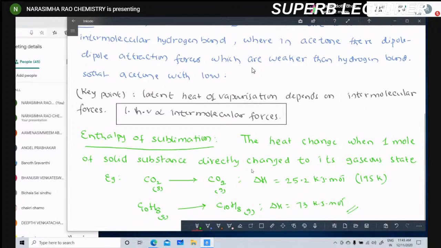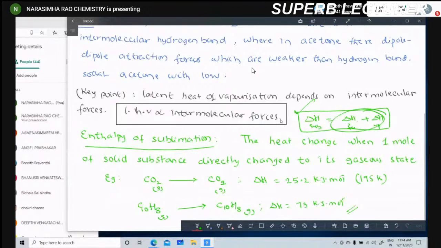So the enthalpy of sublimation is the sum of the enthalpy of fusion and vaporization. Simple. Delta H sublimation is equal to delta H fusion plus delta H vaporization. Clear now? The summation of these two: solid to liquid, liquid to vapor. This summation equals the sublimation. Regarding this one, anybody have any doubt, children?